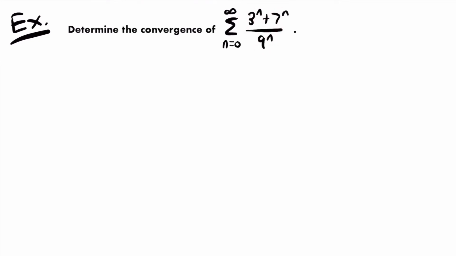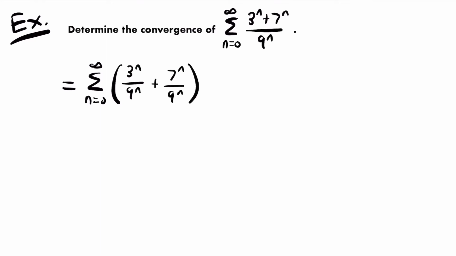And so here's what this looks like if we split it up. We'll have that this is equal to the sum from n equals 0 to infinity of 3 to the power of n divided by 9 to the power of n plus 7 to the power of n divided by 9 to the power of n.